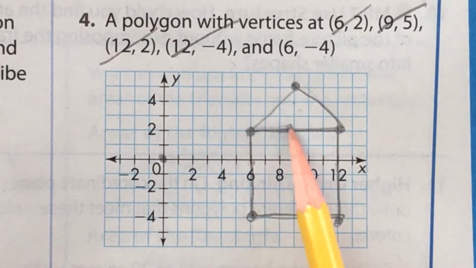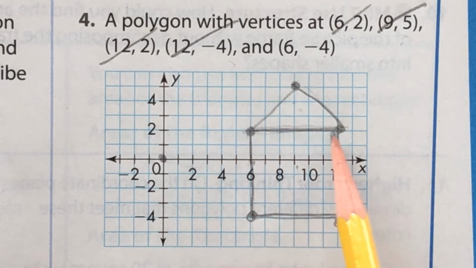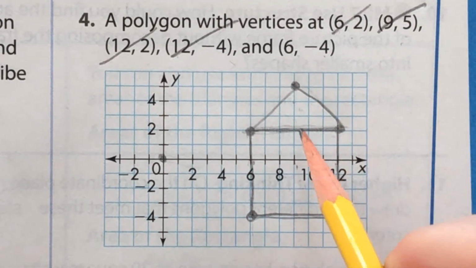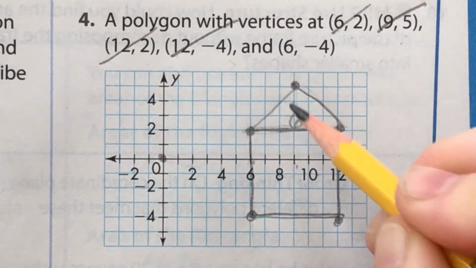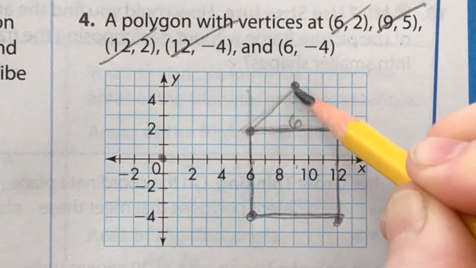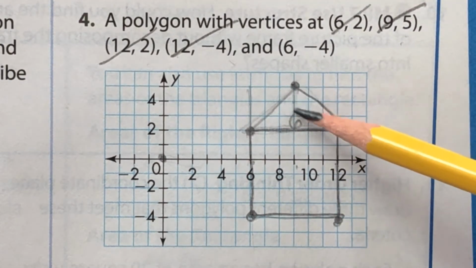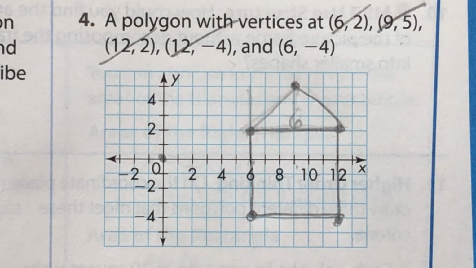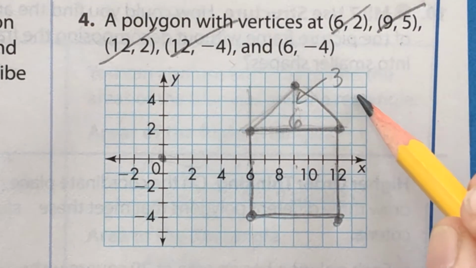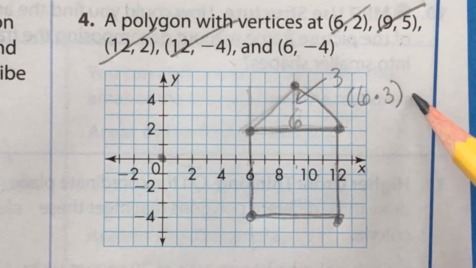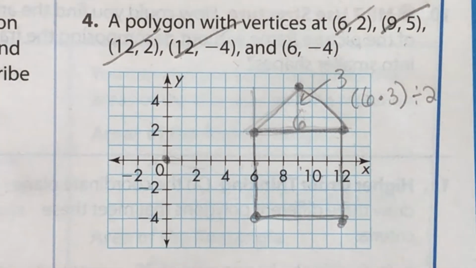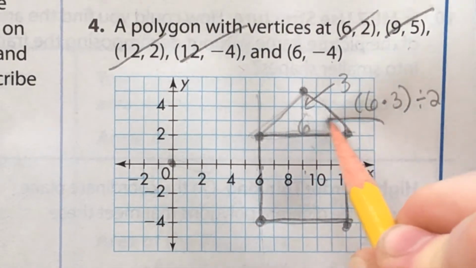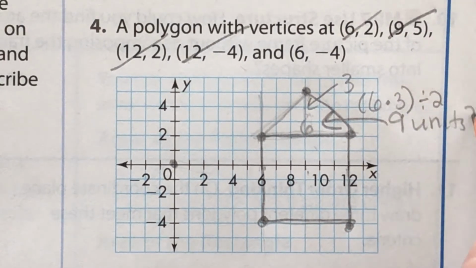The base, if we look at these squares on the bottom, how many squares cover the base? 1, 2, 3, 4, 5, 6. So the base is 6. The height, which is not this slanted part, which goes straight up and down, so this height right here, how many squares or units cover the height from the base straight up? Well, there would be 3. So our area is 6 times 3, but then we have to divide by 2. So 6 times 3 is 18. 18 divided by 2, it's 9 units squared.